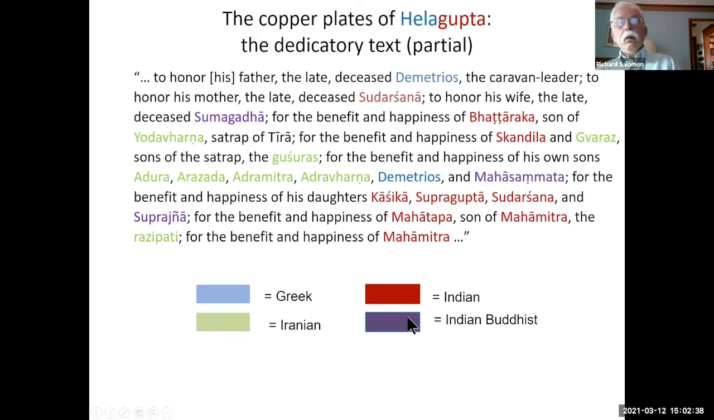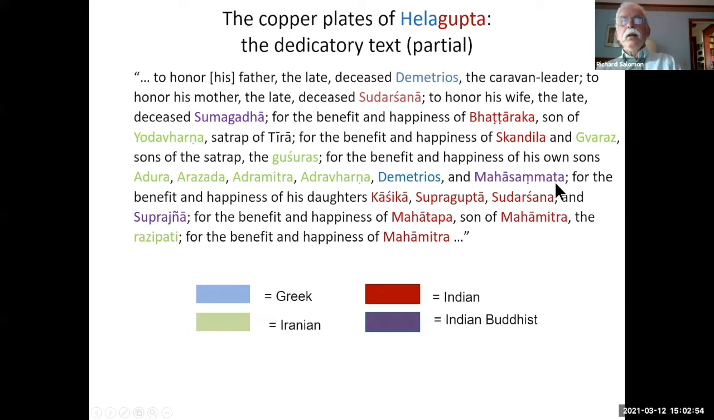We also have names which are Indian but explicitly or typically Buddhist names, like his wife Sumagata, and also his last son Mahasammata.